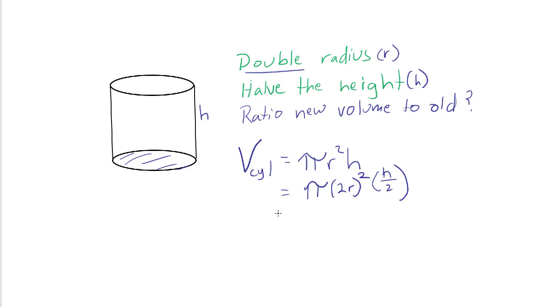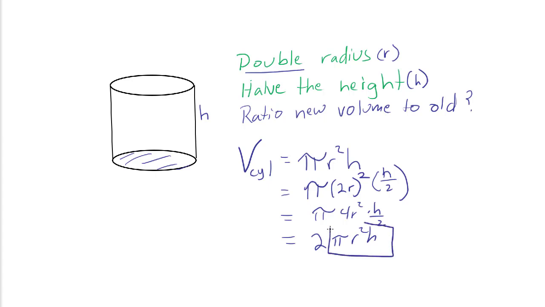Now I can see exactly what my new expression evaluates to. This is going to be pi times 4r squared times h divided by 2, or if we wrap it up together, it's essentially going to be 2 pi r squared h. Well, guess what?